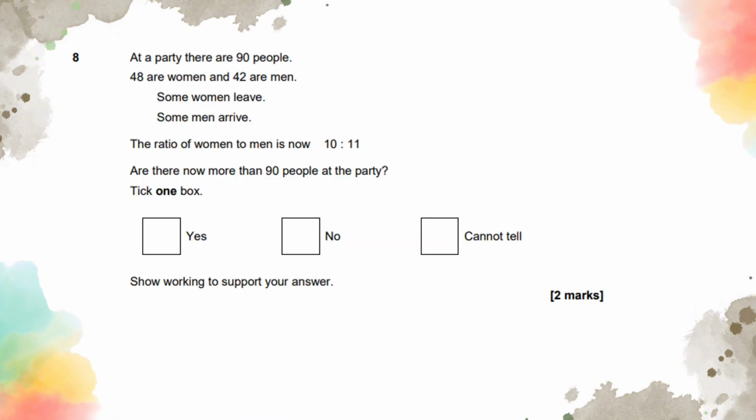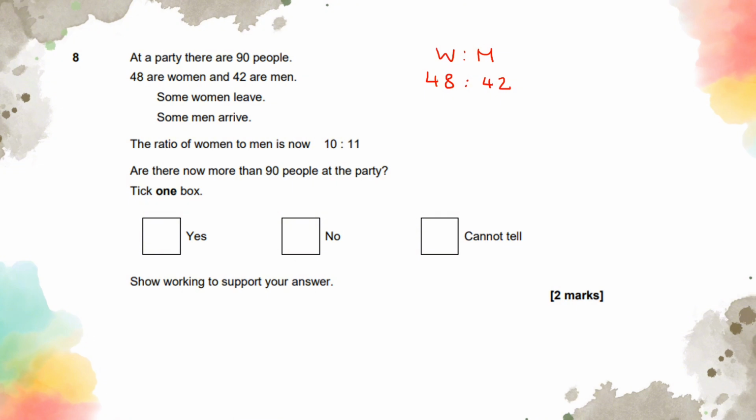Question 8. At a party, there are 90 people, 48 are women and 42 are men. Some women leave, some men arrive. The ratio of women to men is now 10 to 11. Are there now more than 90 people at the party? Tick one box. Okay, if I just start off with the information given to me, I'm going to write women to men to start with was 48 to 42.